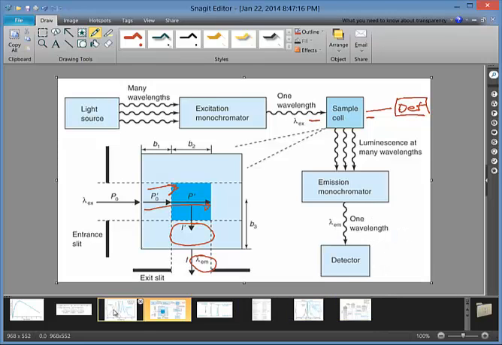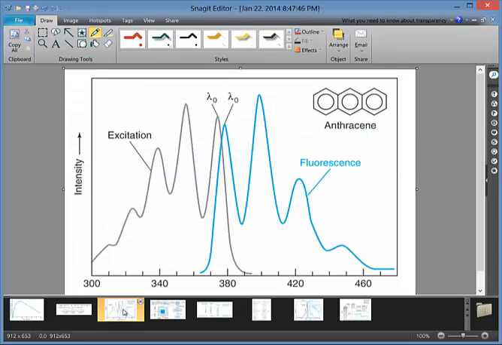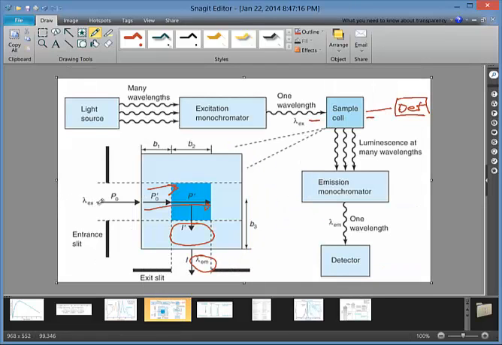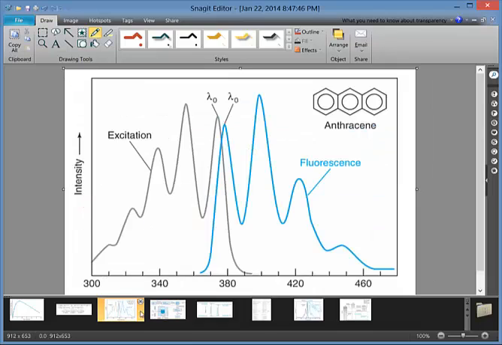Actually, no. Let's take a look at what the spectra actually look like. When we take a look at this experiment here, we see there are actually two wavelengths that we can vary. We can either keep the emission constant and vary the excitation wavelength, or we can keep the excitation constant and vary the emission wavelength. So essentially we can do two different types of experiments.